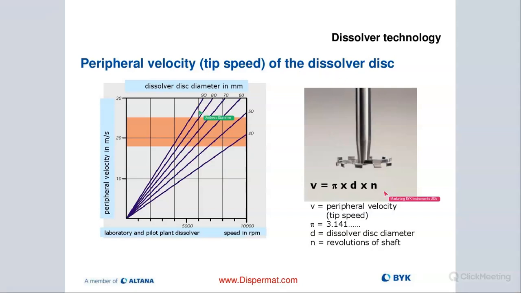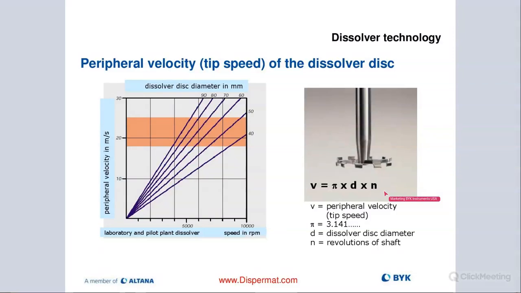And then this is an important formula about the tip speed I mentioned earlier. So we calculate the diameter of our dispersion plate times RPMs times pi. If we want to calculate meters per second, I divide everything by 60. But I would also express the dispersion diameter, the blade diameter, in meters.